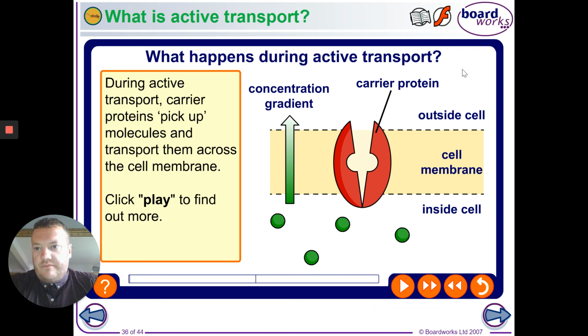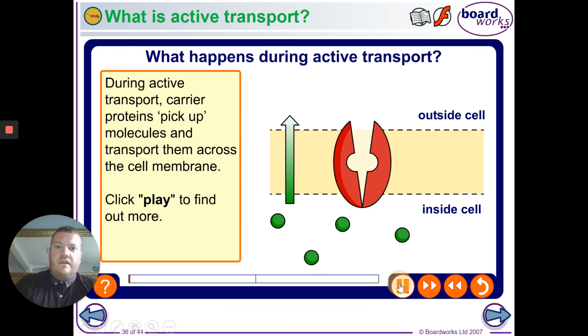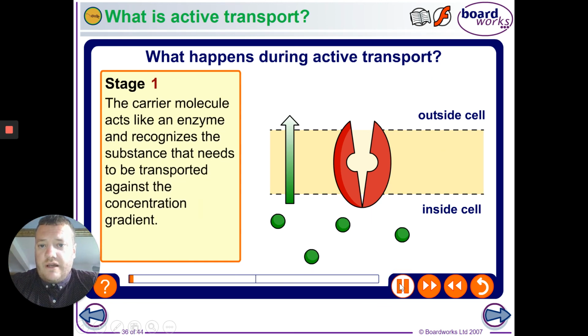You need something else to help you do it. So you have these things called carrier or transport proteins, and you can see one here. If you imagine this yellow section is the cell membrane, you will have these transport proteins studded into your cell membrane at varying intervals, and what they allow you to do is this. If we look inside the cell, there are more of these green molecules inside the cell than outside the cell. So you would expect, if you went with the concentration gradient, these green things to go through the membrane and out of the cell. If it were diffusion or osmosis, that is what would happen.